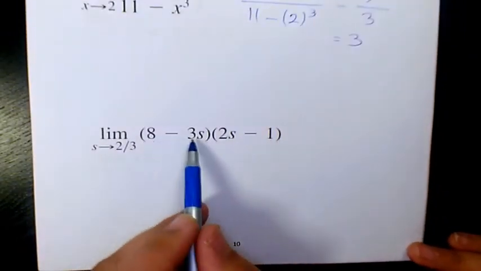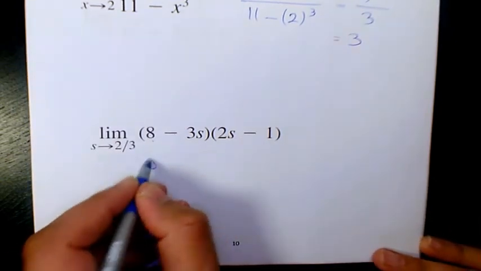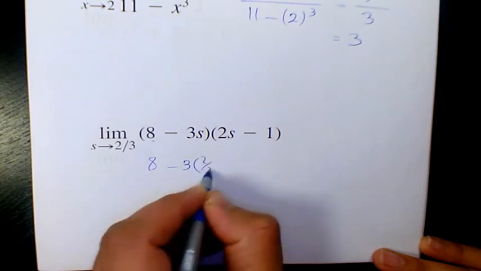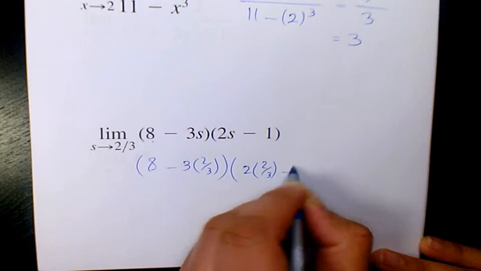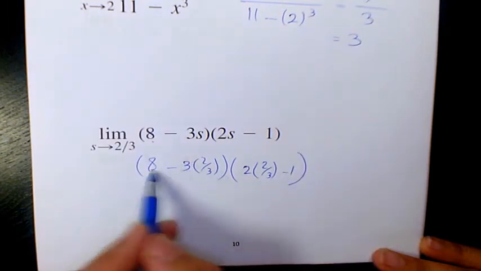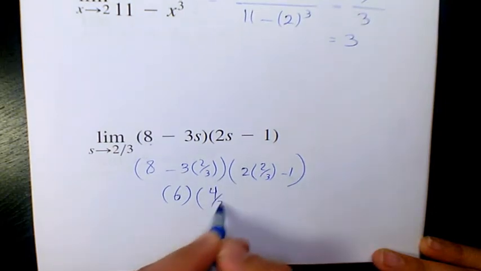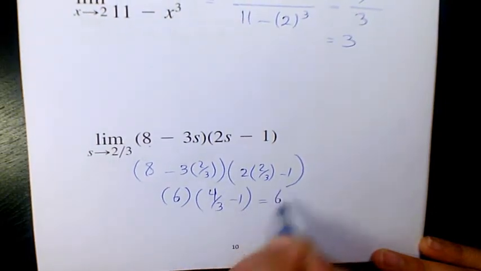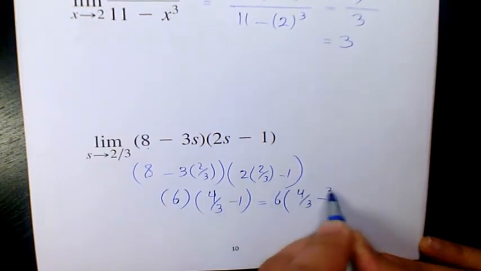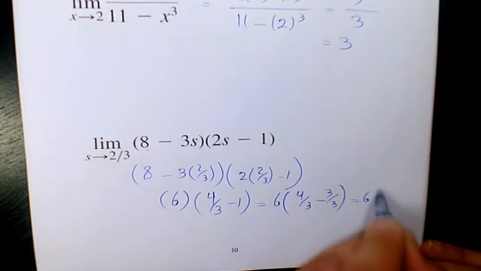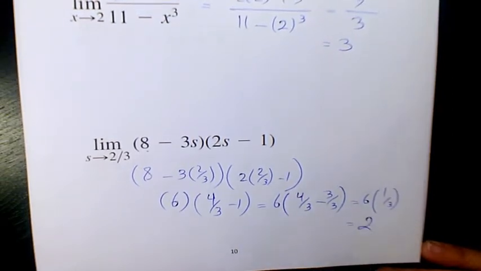Limit of (8 − 3s) times (2s − 1) when s approaches 2/3. It's going to be 8 minus 3 times 2/3, times 2 times s, 2/3 minus 1. These cancel out. 8 minus 2 becomes 6. And here it's going to be 4/3 minus 1. 6 times 4/3 minus 3/3, which will be 4 times 1/3. 6 divided by 3 is 2.